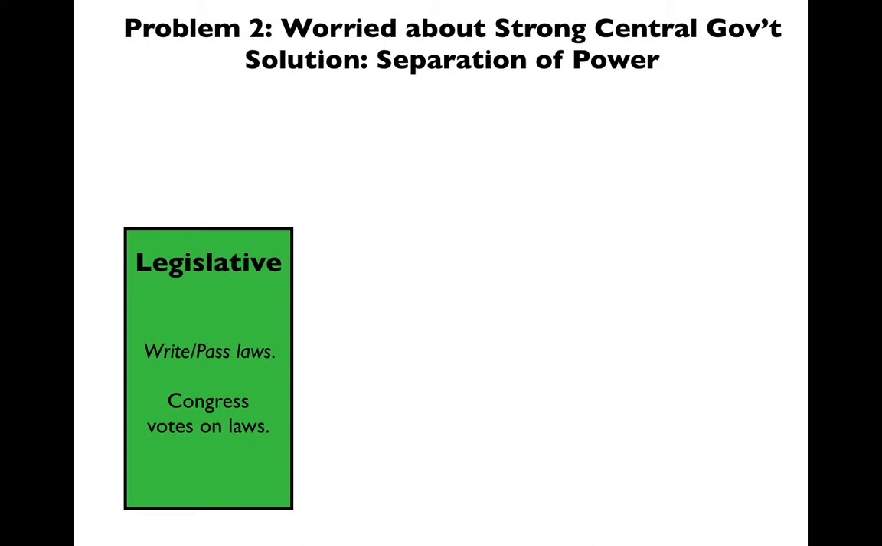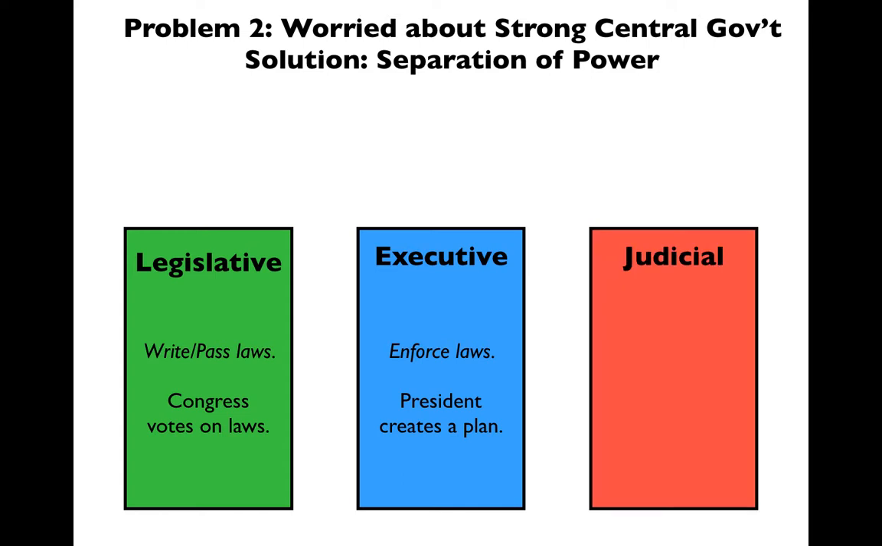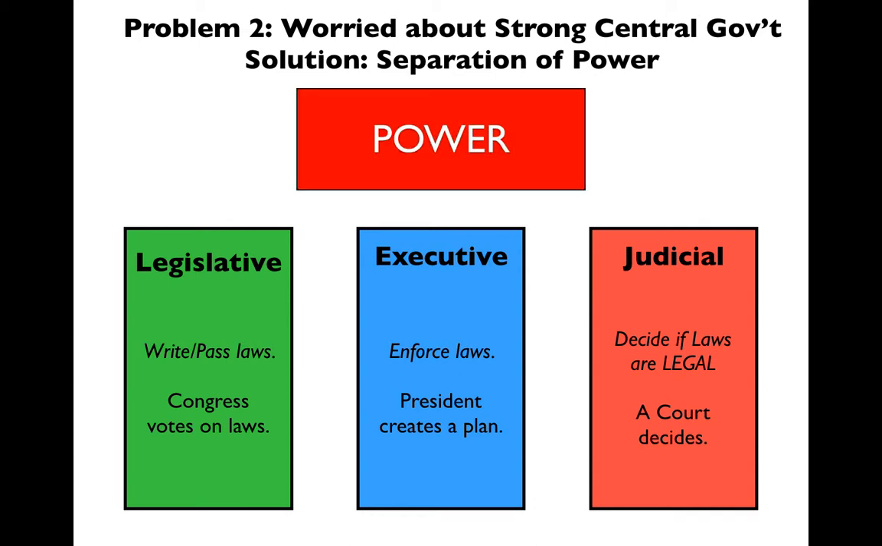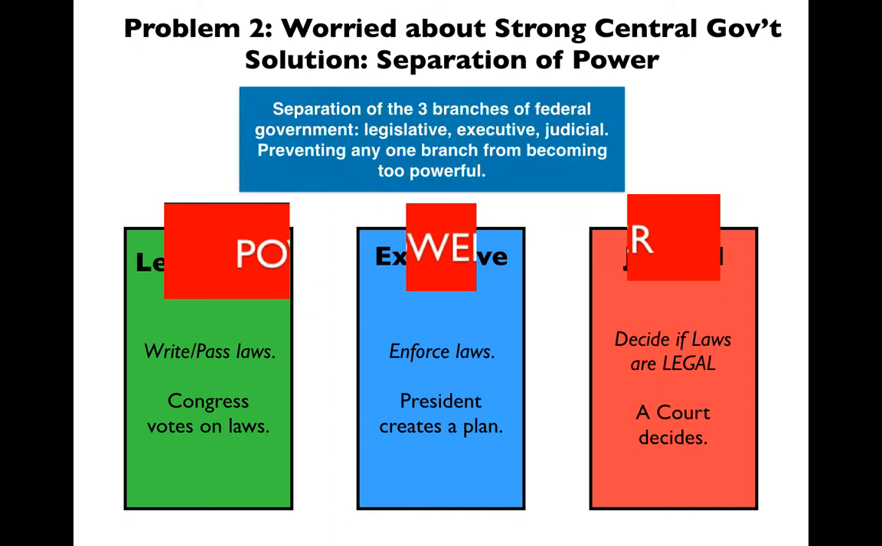So one solution drafted by Madison in the Constitution is this idea of a separation of powers, that we would have a legislative branch that writes and passes laws. This is our Congress. We would have an executive branch that enforces those laws, such as a president, and we would have a judicial branch that decides if those laws are legal and fair according to the Constitution of the United States, and that power would be divided between those three branches: legislative, executive, judicial. The idea is that no one branch would become too powerful.